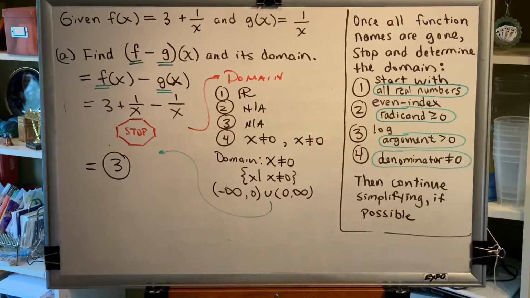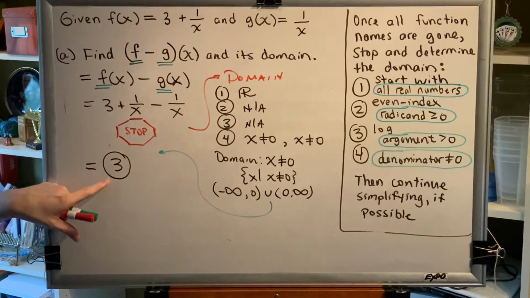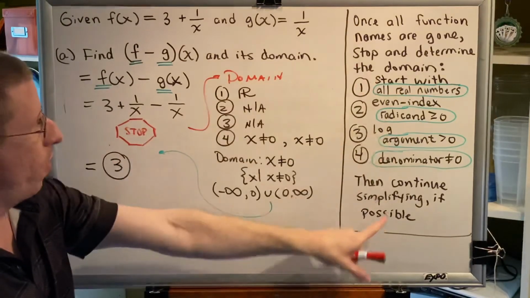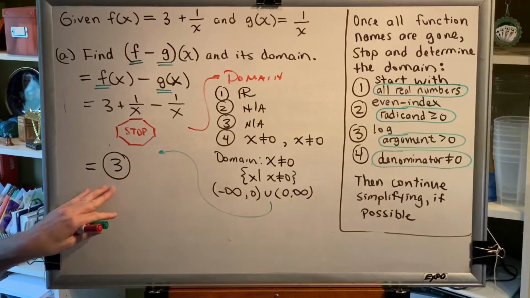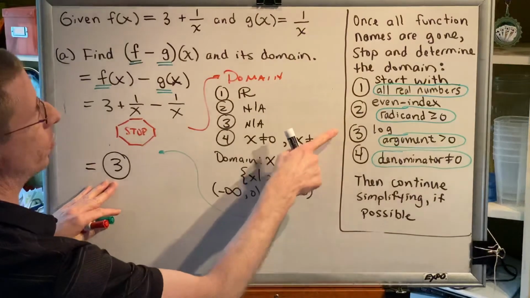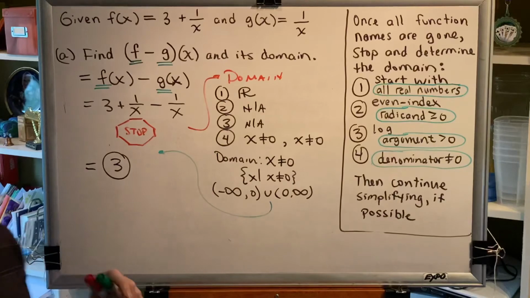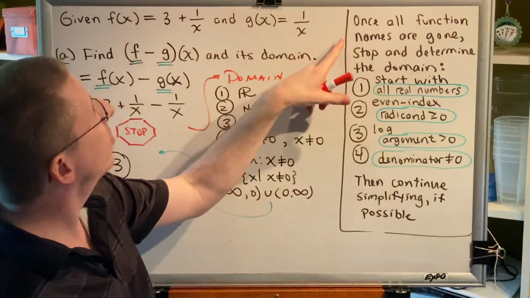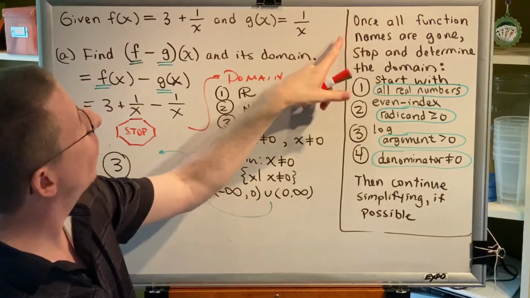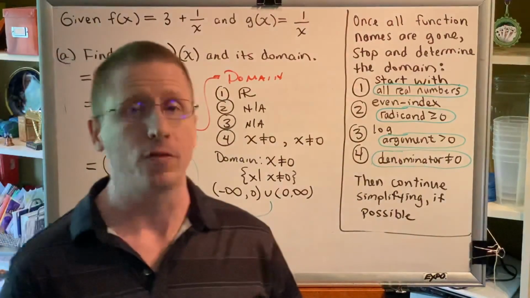Now, I want to mention something before we call this problem done. If, instead of stopping here, I had continued on and gotten the number 3, and then went through the 4 steps to find the domain, I would have concluded that the domain was all real numbers, because 3 has no even index radicals or log arguments or denominators, and that would have given me a wrong answer. So it's very, very important that you remember that the timing here matters. You have to stop and determine your domain once all of the function names are gone, then go back to your problem and resume simplifying after you've found your domain.